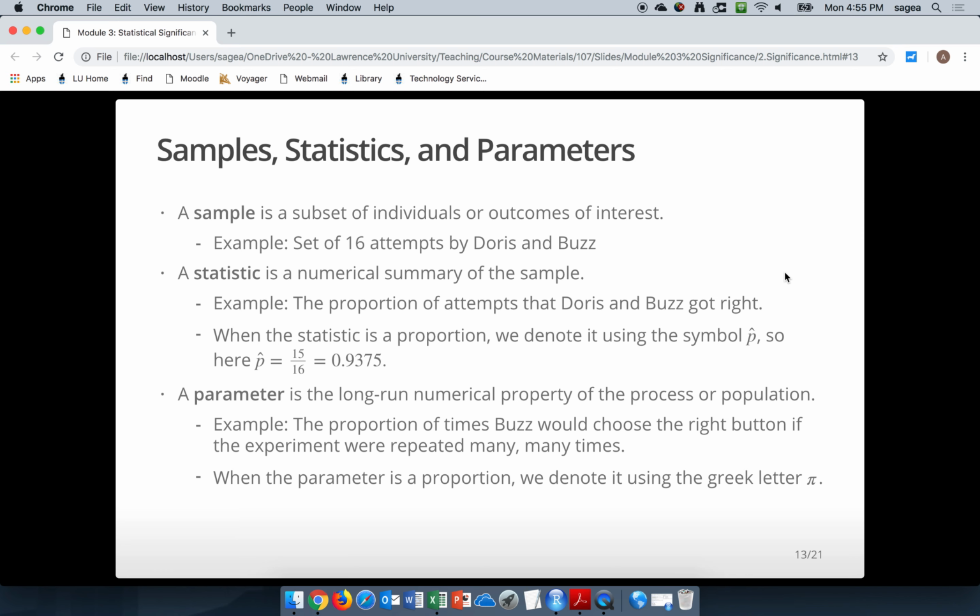A parameter is the long-run numerical property of a process or a population. In reality, we're not really interested in just the 16 attempts that Doris and Buzz tried, but we would want to know if this experiment had been repeated many times in the long run, how often would they be able to choose the correct button? The long-run proportion of correct choices would be the parameter of interest in this study. When the parameter is a proportion, we denote it using the Greek letter pi.